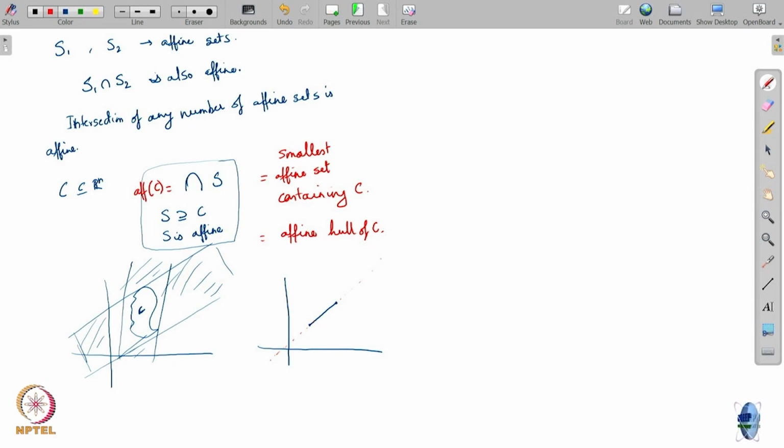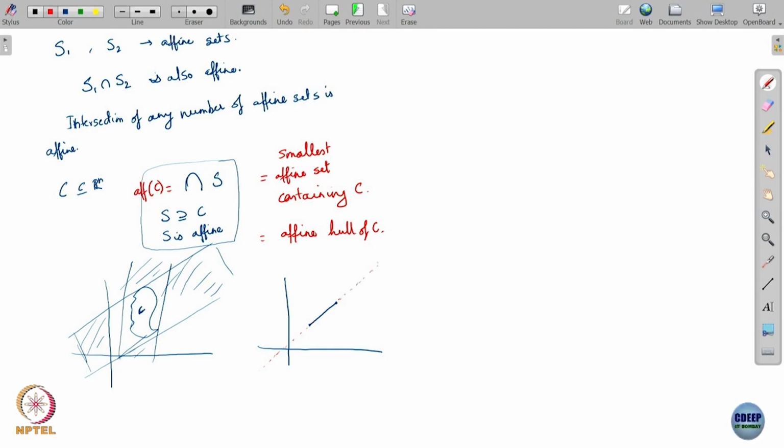R2 itself is one of them, right. This line is also one of them. That is also an affine set, right. So, R2 itself and this line. So as you go about taking the intersection of all the affine sets that contain it, what you will be left with is just this line.